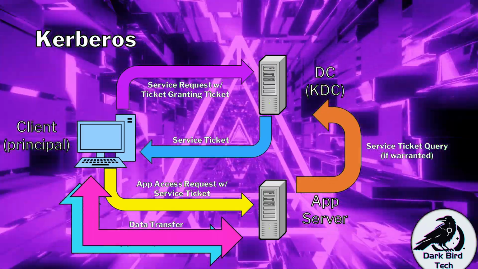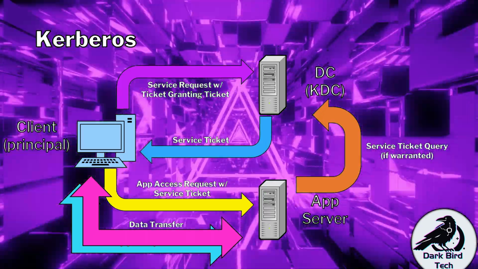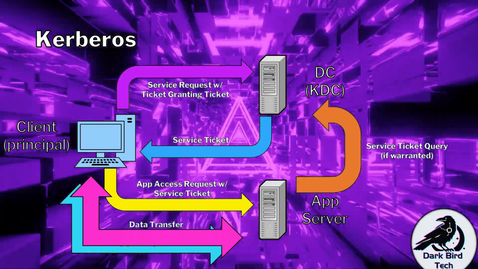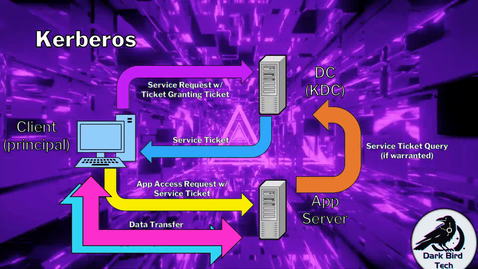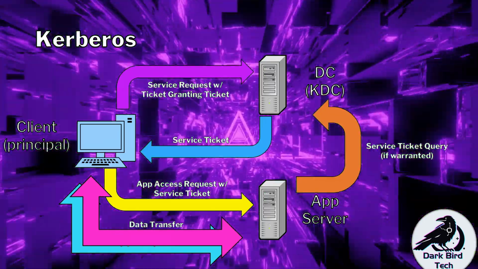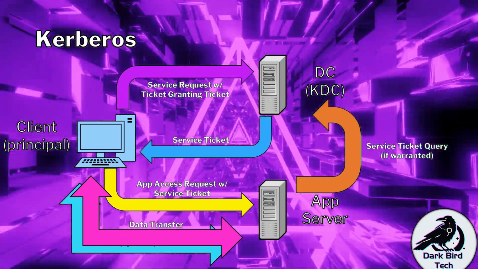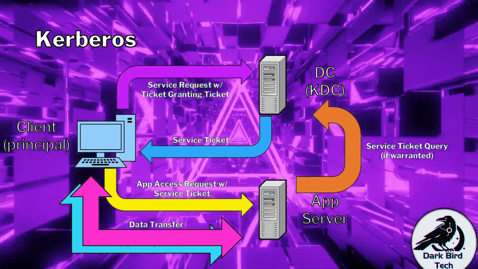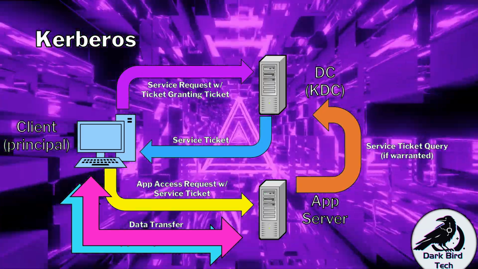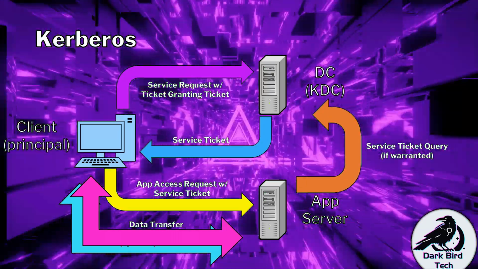So reviewing that, you get that logon request and that ticket granting ticket, you get a service ticket, and then you attempt application access. So those are your three main steps. Ticket granting ticket, service ticket, application access request. So you can see where Kerberos gets its name from.